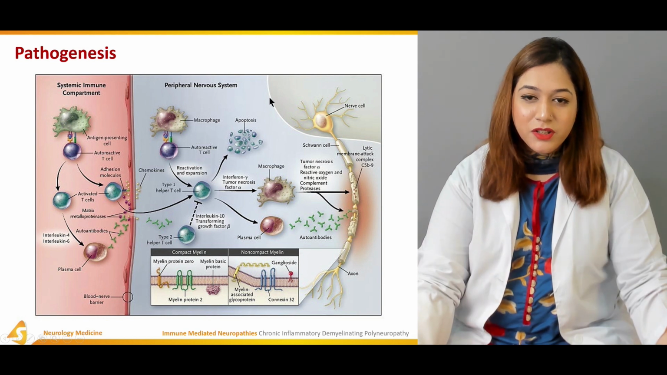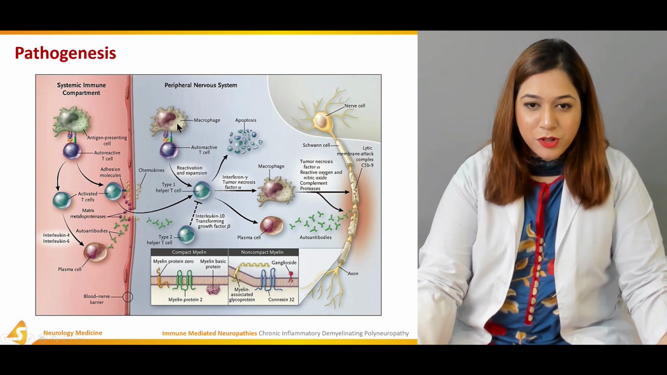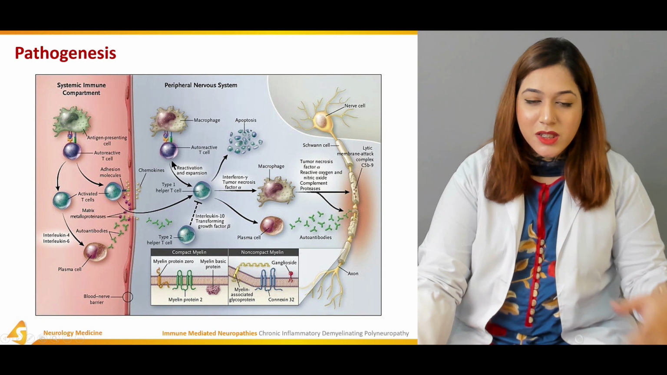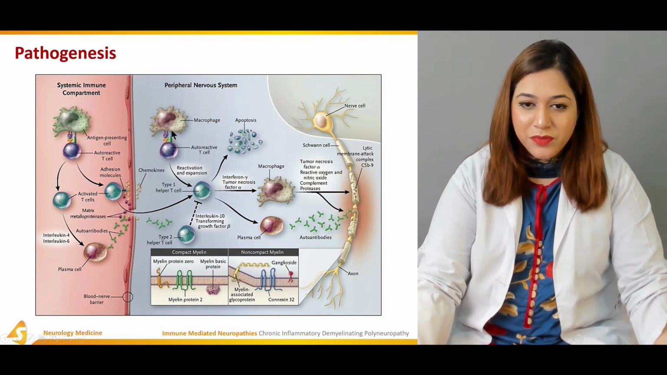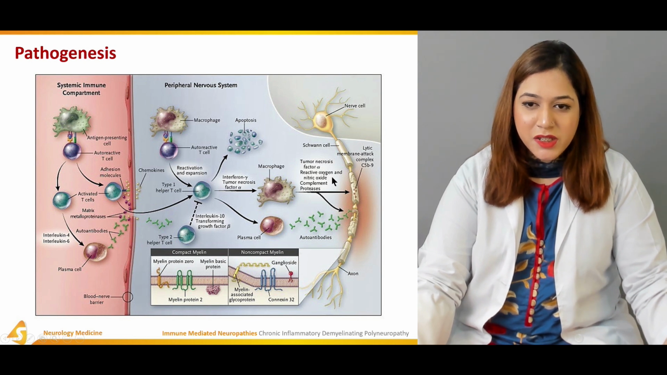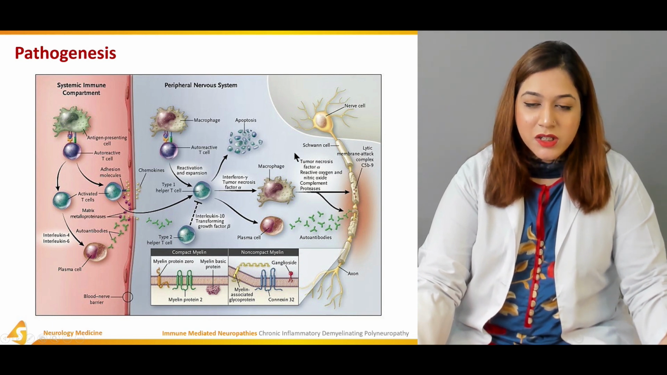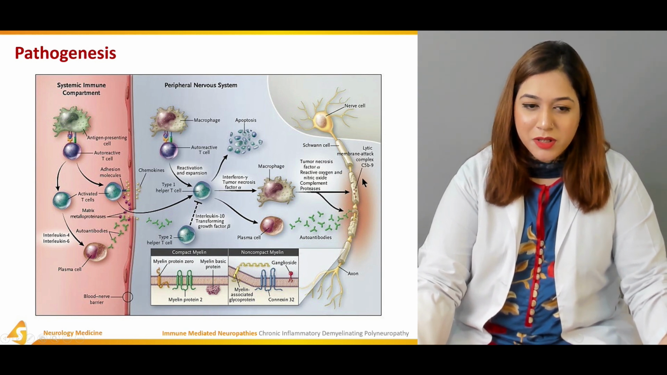So this is the peripheral nervous system. Within the peripheral nervous system, T cells activate macrophages, and this activation of macrophages enhances the phagocytic activity, and it produces certain cytokines and inflammatory mediators such as tumor necrosis factor alpha, reactive oxygen intermediates and nitric oxide, and certain complement proteases. All these chemokines and inflammatory mediators are responsible for causing damage to the axons.